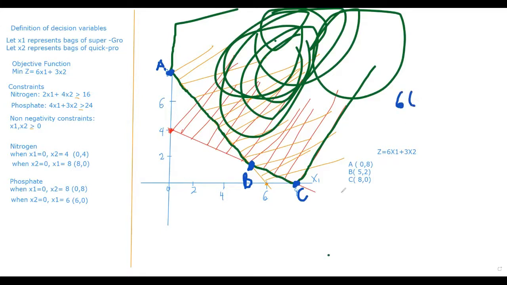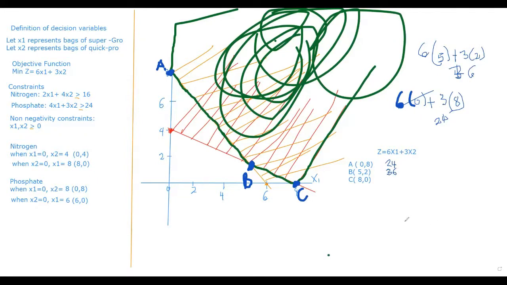So 6 times 0 plus 3, x2 was what? 8. So what will be the answer? 24, right? So the point A, the value is 24. Let's work for that of B. 6, x1 is 5, plus 3, x2, it is 2. So this one 30 plus 6, you are getting 36. So this one too is 36.